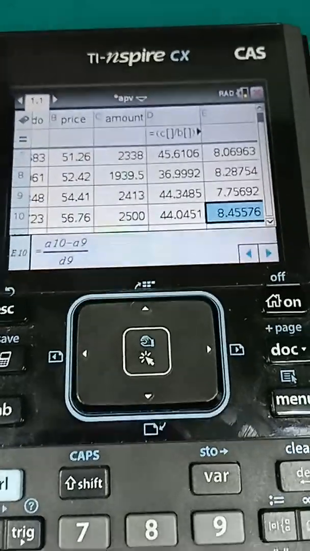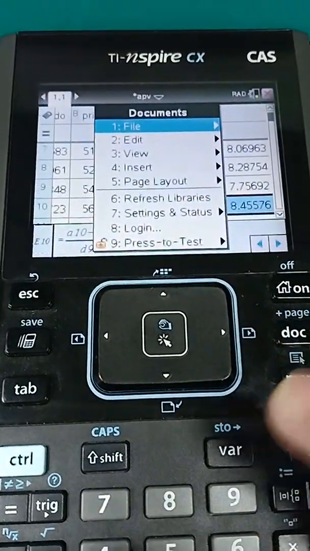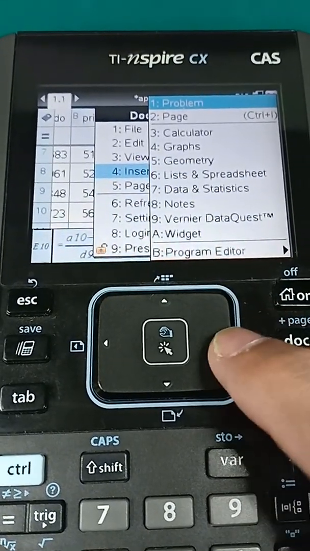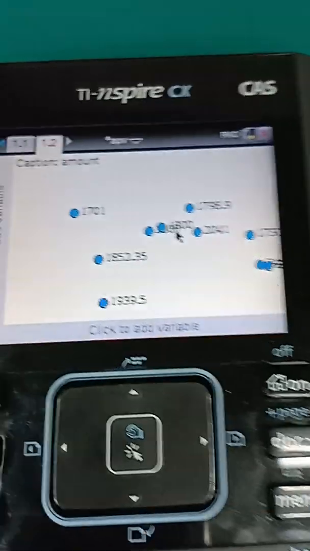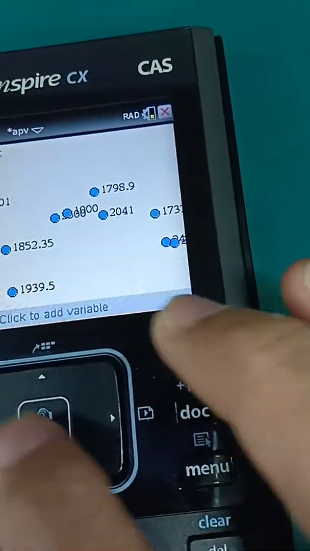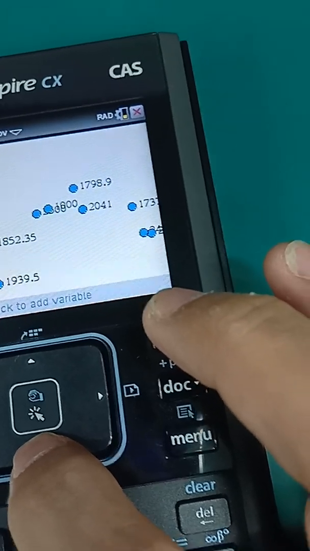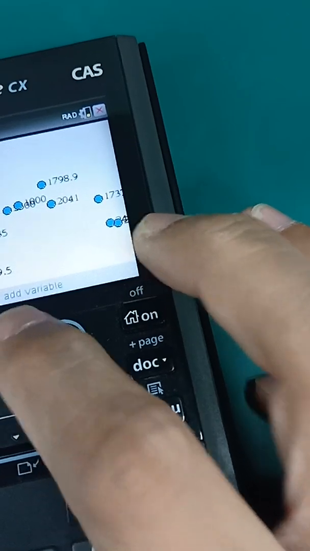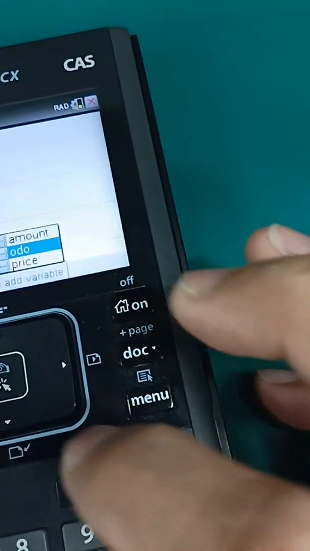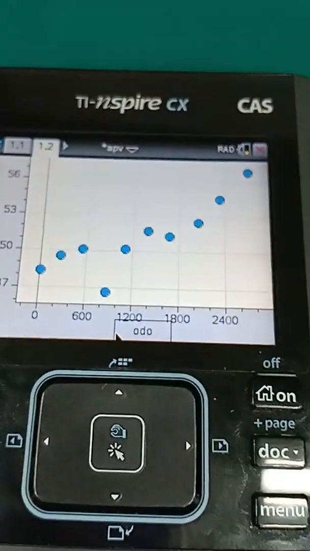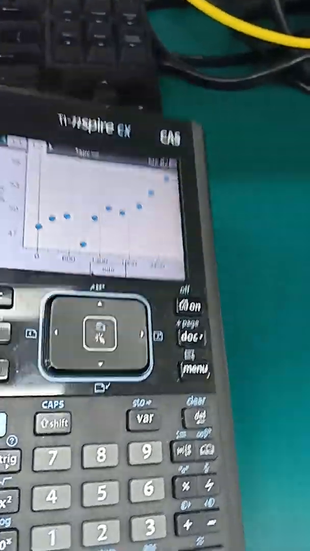In fact, we can, for example, go to the doc menu, insert, and select data and statistics. So okay, let's select for the axis the variable amount. How about price? And the variable here should be odometer. Okay, so again, there are lots of analytics that you can do with this very powerful calculator from Texas Instruments.